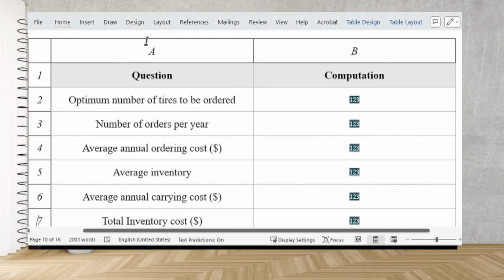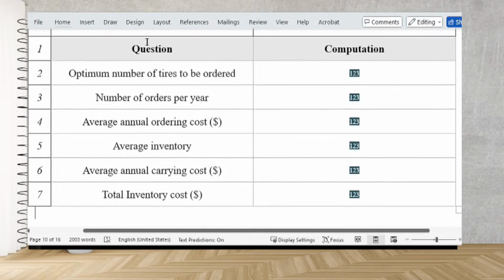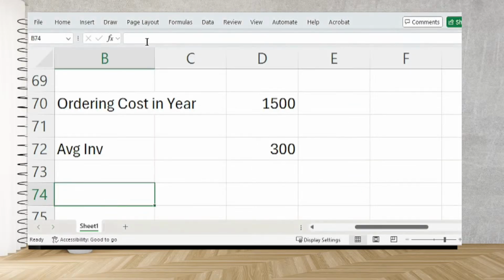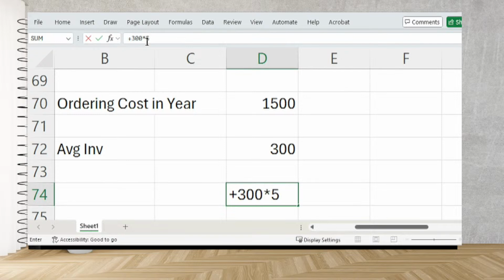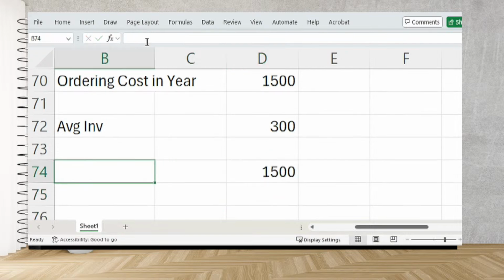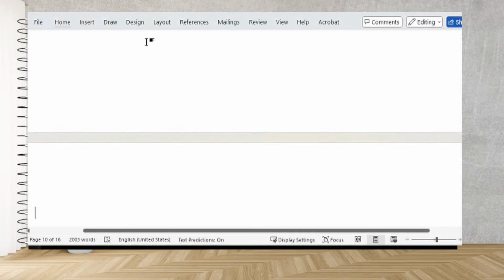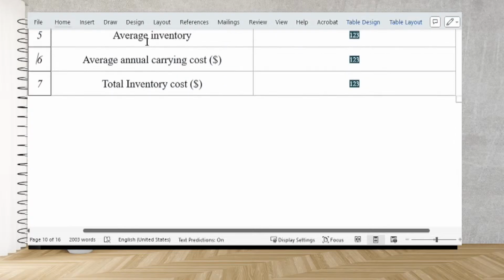Then average annual carrying cost. Carrying cost per tire is 5 and the average inventory is 300. So 300 multiplied by 5, 1,500. Yes, sir. Average carrying cost. Any doubt here? No, sir. Okay. And then the total inventory cost.